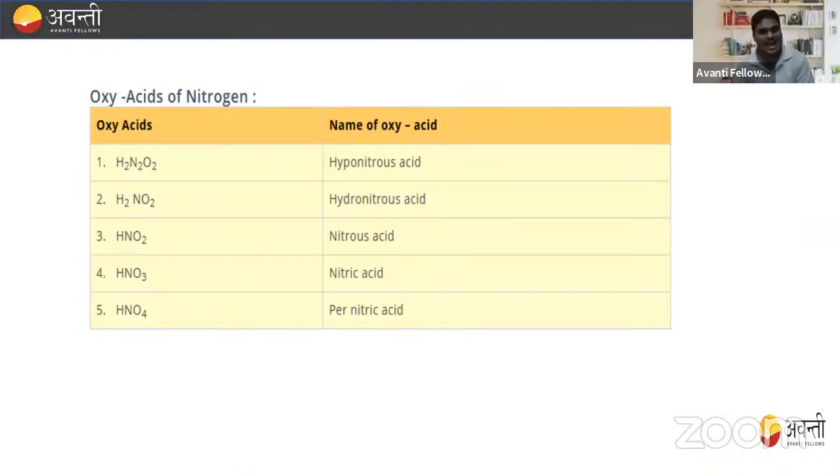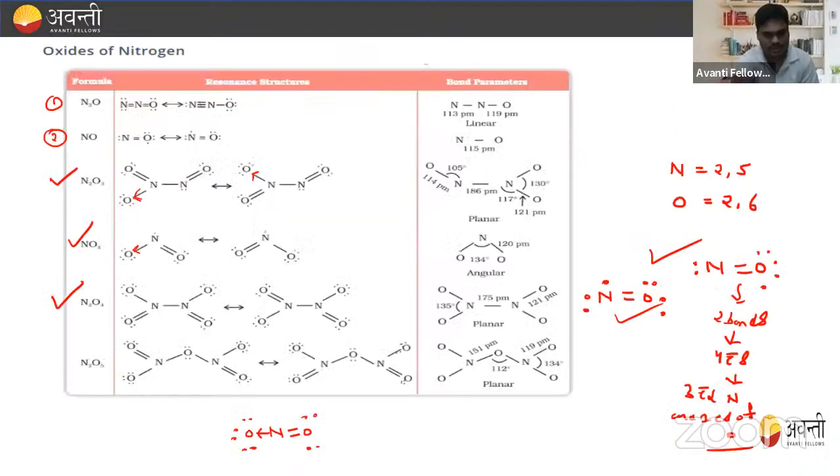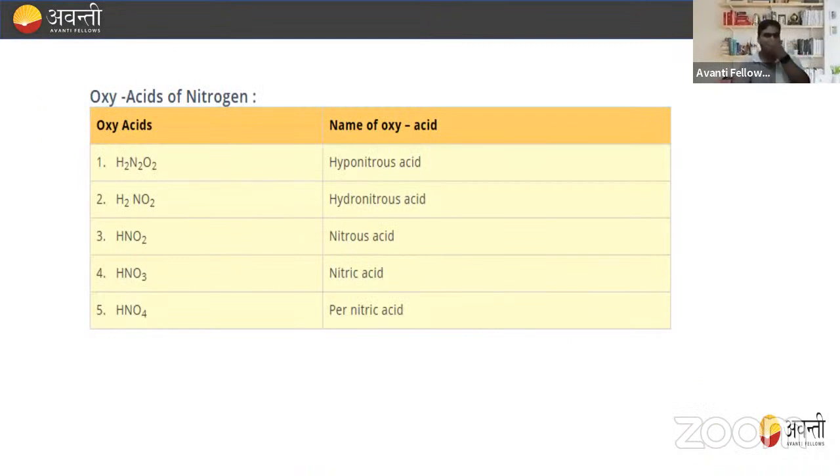So what are the oxy acids of nitrogen? We already discussed the oxides of nitrogen and the properties of dinitrogen. Let's see the oxy acids of nitrogen, right? When nitrogen is combined with hydrogen and oxygen, they are called oxy acids of nitrogen. The oxy acids of nitrogen are H2N2O2, also known as hyponitrous acid, H2NO2, also known as hydronitrous acid, HNO2, that is nitrous acid, HNO3, that is nitric acid, and HNO4, that is pernitric acid, right?